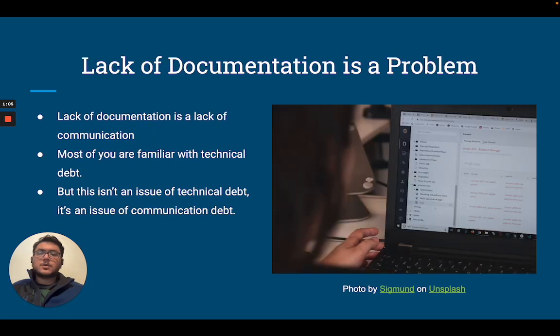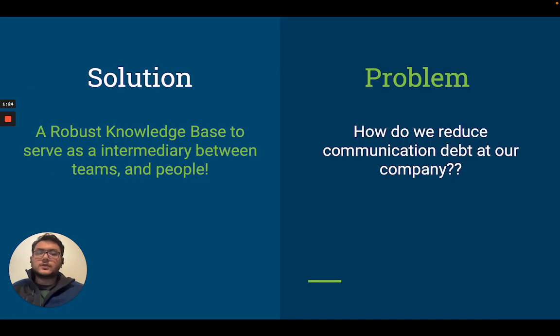So what is this problem? It's a lack of documentation problem, but really it's a lack of communication problem, because I'm just communicating my words and writing them down, and then you're just consuming them at a later time. That's what documentation really is. So this is really a communication problem. And how do we solve this communication problem? Well, in comes Maruti.io, a robust knowledge base to serve as an intermediary between teams and people.